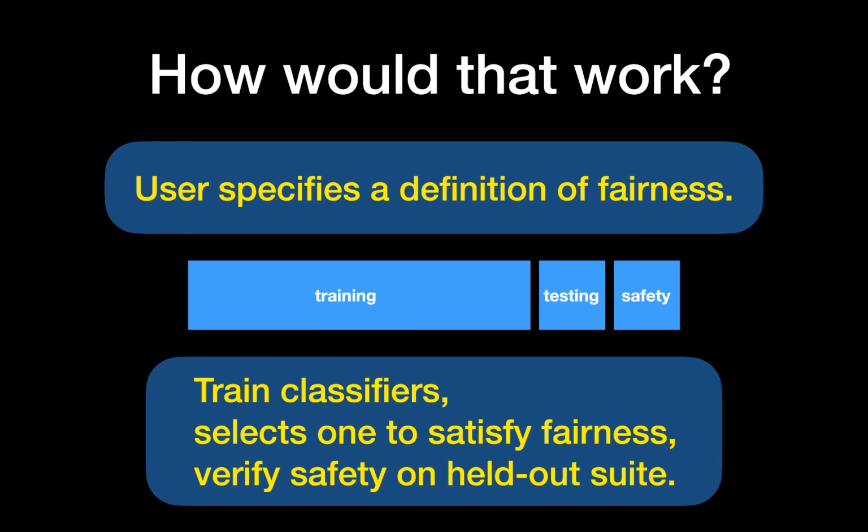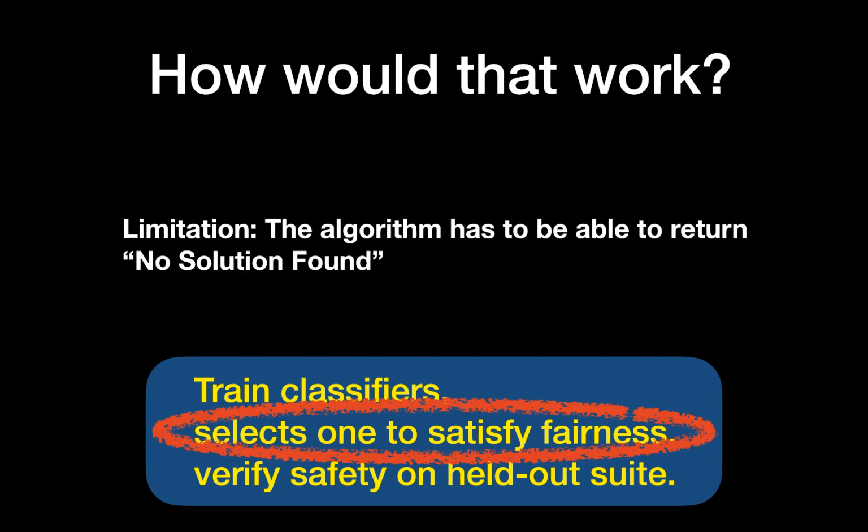Now, here's the important bit. For our approach, in fact, for any fairness guaranteeing approach to work, it has to be able to say, I can't do that. I couldn't produce the classifier you wanted. If someone ever tells you that they produced a machine learning algorithm that guarantees to satisfy some property, such as fairness, on unseen data, but it always returns a solution, don't believe them.